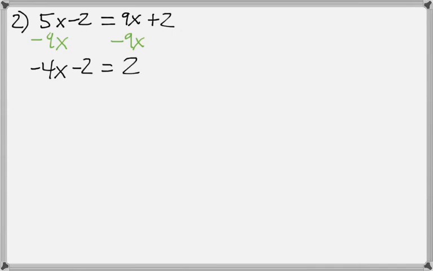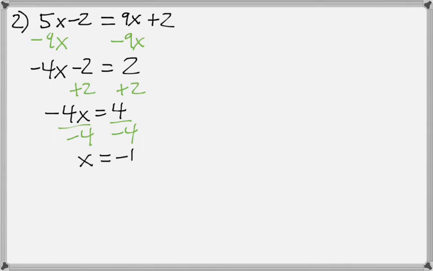Then I want to still get x by itself. So if I add 2 to both sides, then it's going to be negative 4x is equal to 4. And if I divide both sides by negative 4, then x is going to be equal to negative 1.